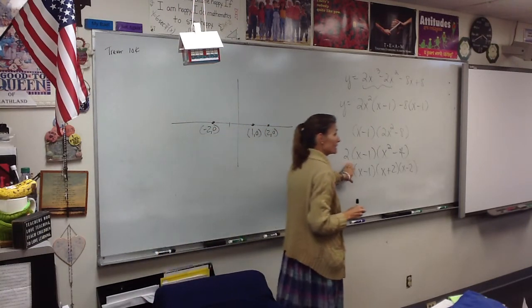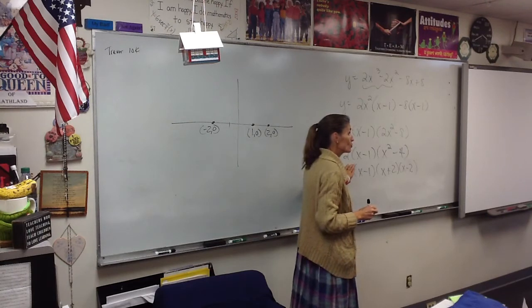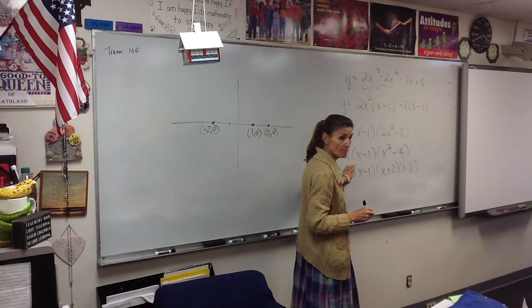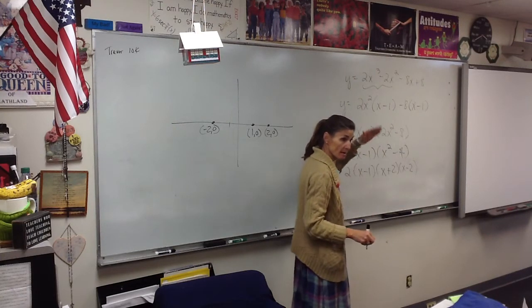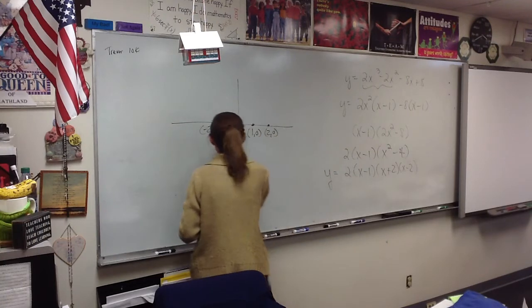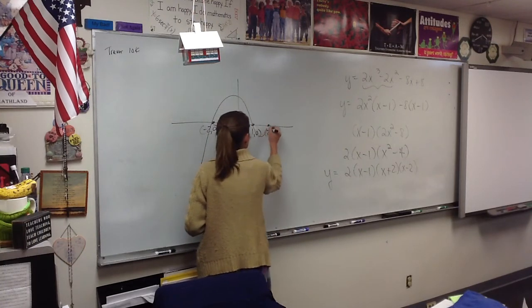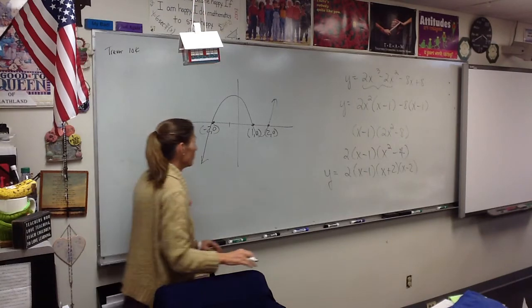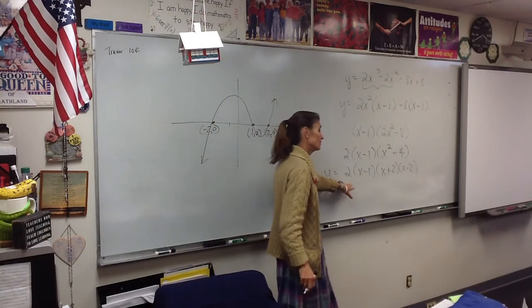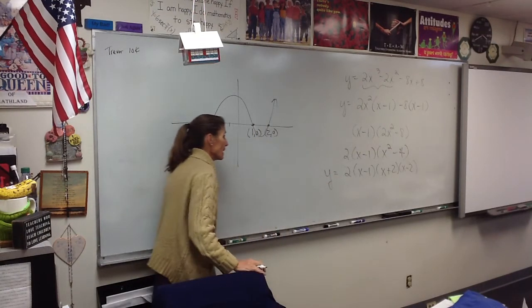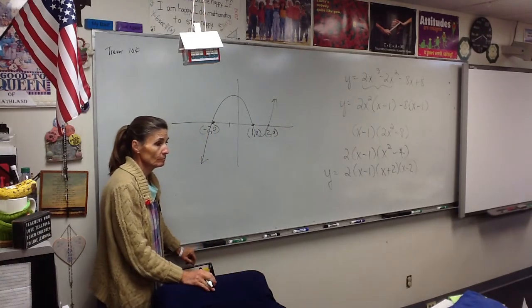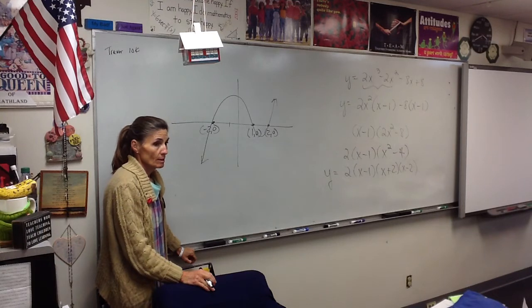That number right there controls things about the graph. If it were negative, we would know to start up and then down. It's positive, so I'm still going to start down here and end up here. I don't plot that number. I only plot the x's. Okay?